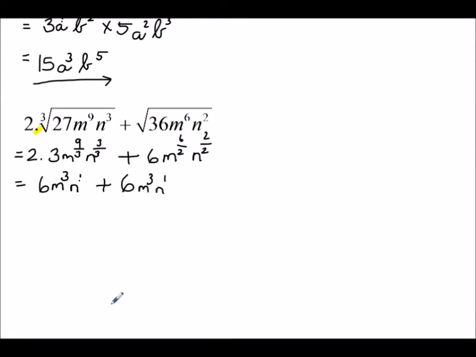Always check your answer. I have two terms, but from this we can see that these are like terms because they have the same variables. Now we're going to apply the laws for adding and subtracting in algebra. So they are like terms. So I write down the family name, m cubed n, or I write down the variable, and now I'm going to apply the laws of integers. 6 plus 6 is 12. So the answer is 12 m cubed n.